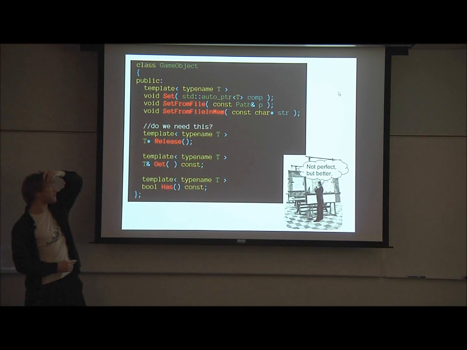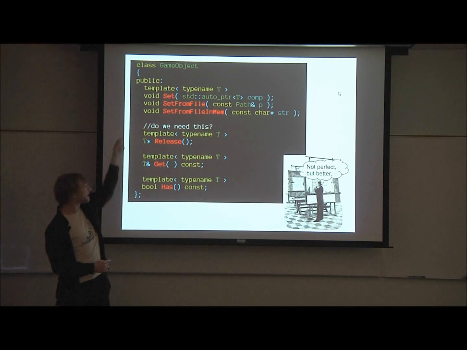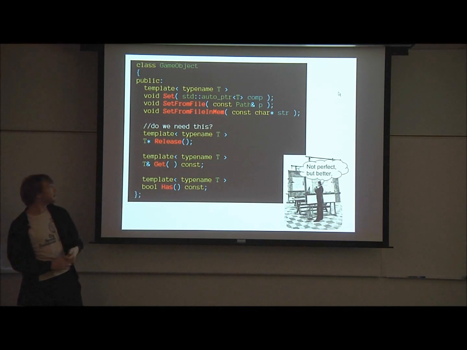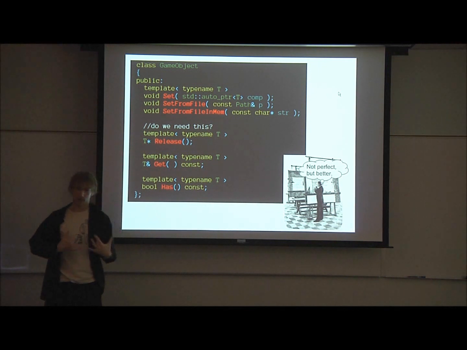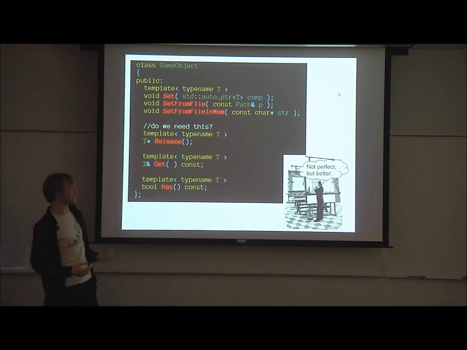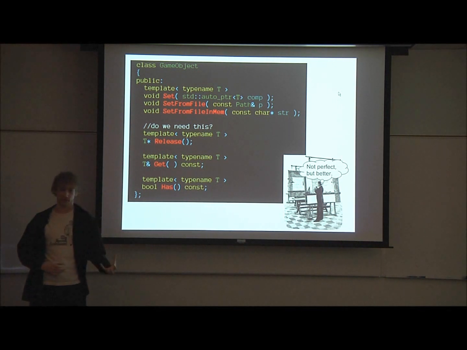Then we have set, set from file, and memory. Set from file and set from file and memory are utility functions, but when I was designing this class, I felt that they might be necessary. So I kept them in. So it's just deciding which utility functions you think are necessary, which ones you think aren't.